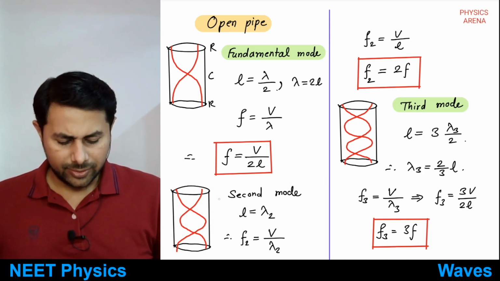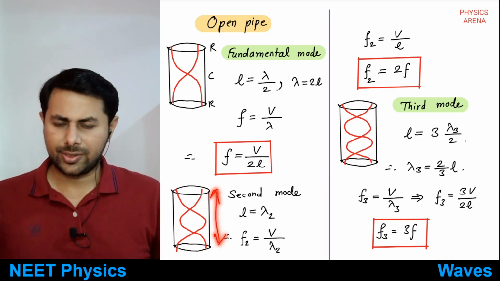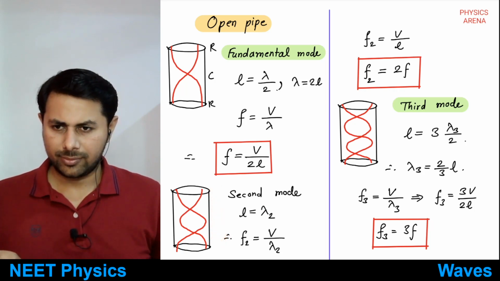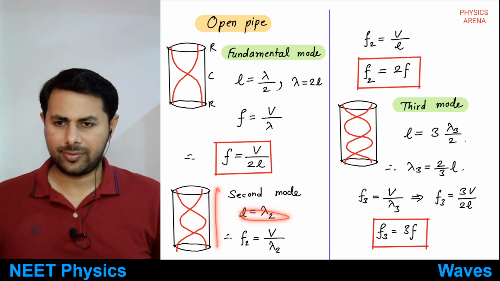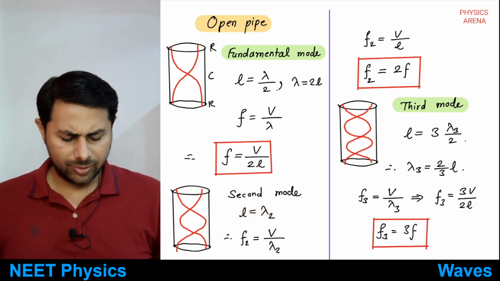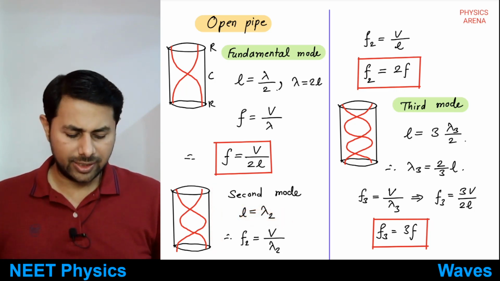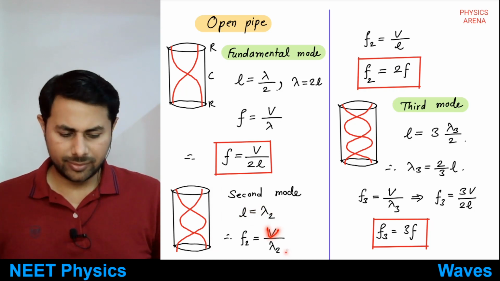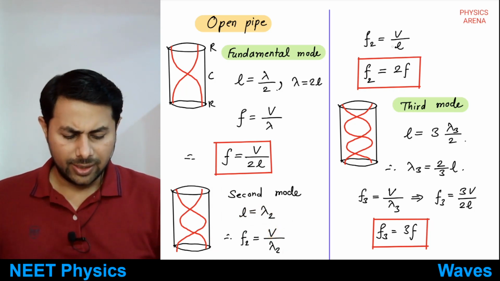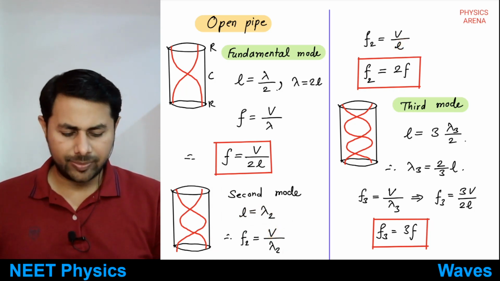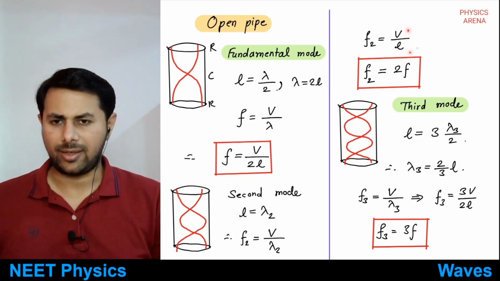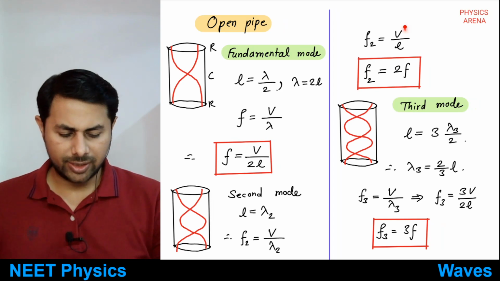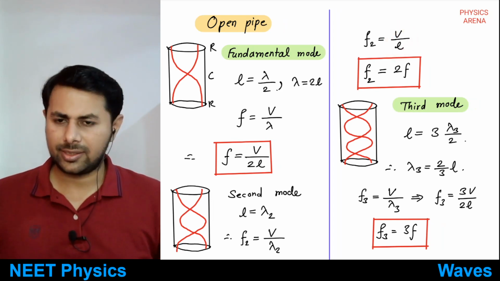Okay, so length of this second mode, in second mode, length of the pipe is just equal to what? The wavelength. You substitute that, so you get frequency is equal to V divided by lambda. V by wavelength, and wavelength is just equal to length of the pipe, and therefore you have frequency equals V upon L. Frequency is just equal to what? V upon L. This thing is clear, right?